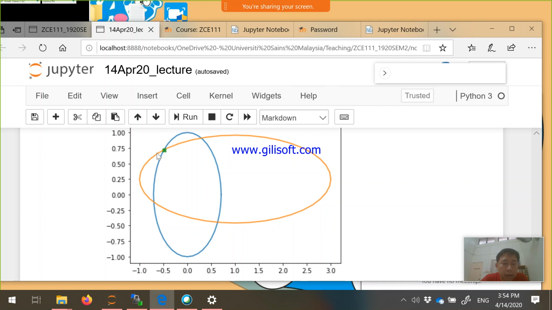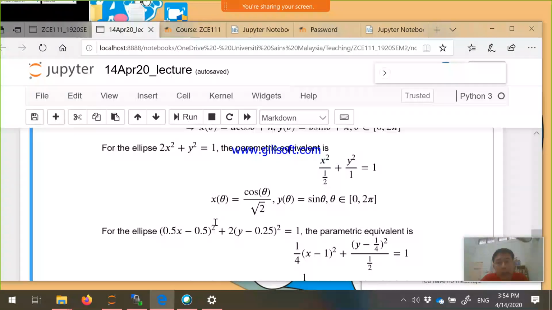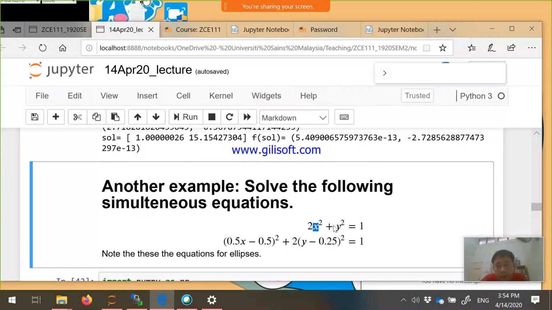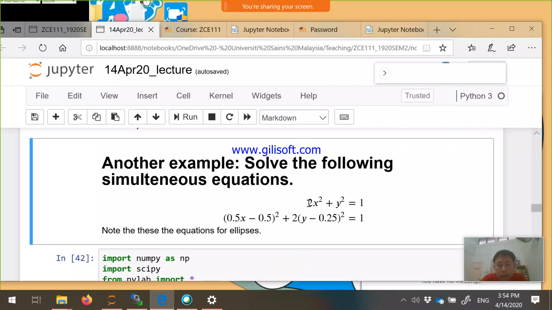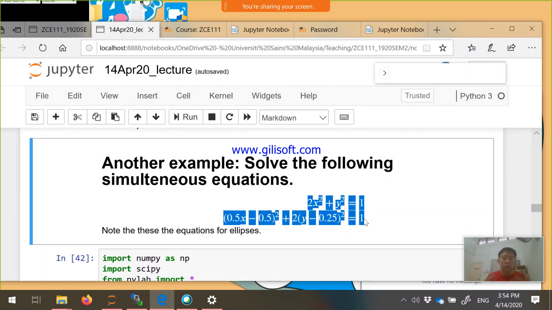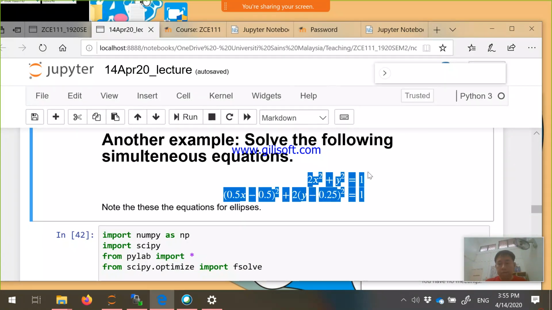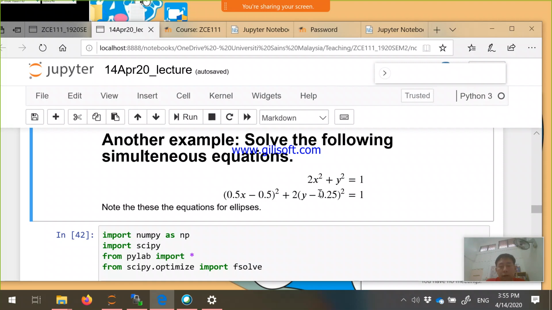That is, what is the x coordinate and y coordinate at this point, at this point, and at this point. Right. So this is again another example of solving simultaneous equations. We want to find out what are the x and y. There is a total of 4 solutions because there are 4 intersection points where these two ellipses meet. So how do you solve this? It's very simple. Again, you define one function for the first ellipse, another function for the second ellipse, then you just use fsolve to solve it.